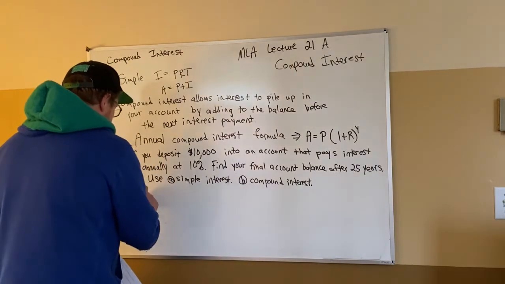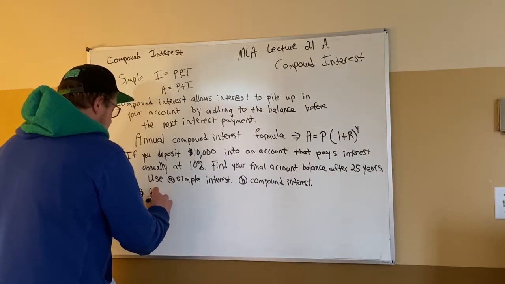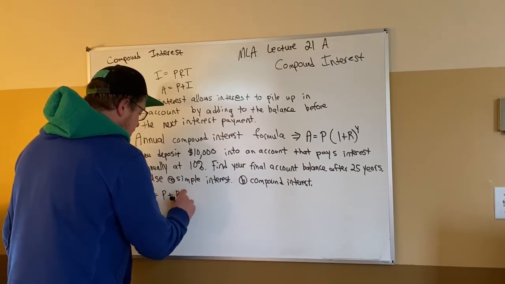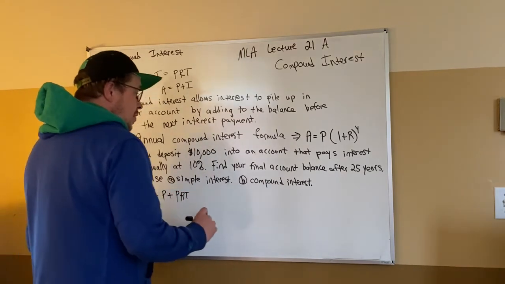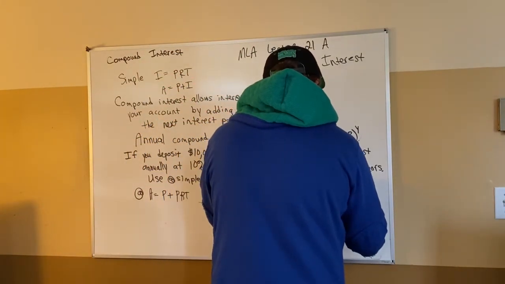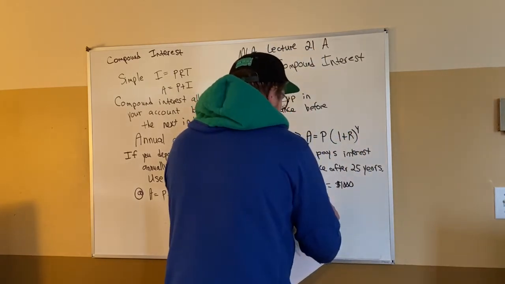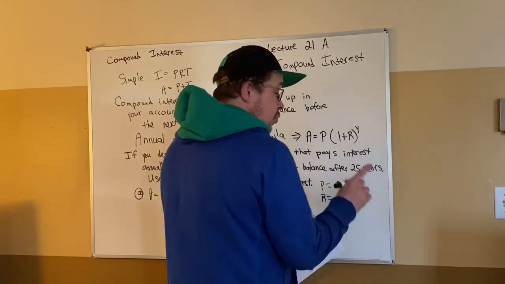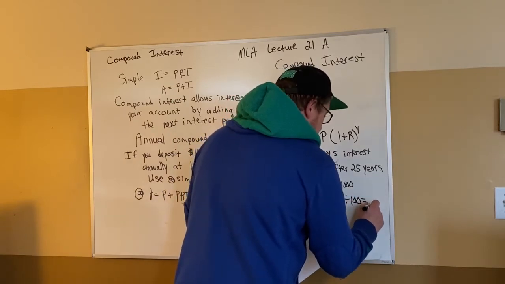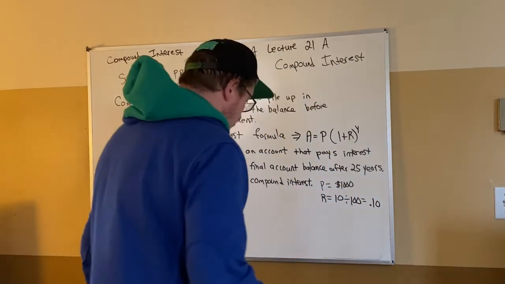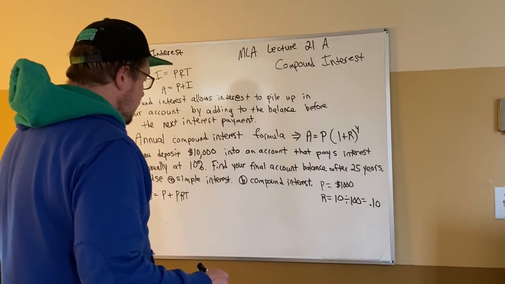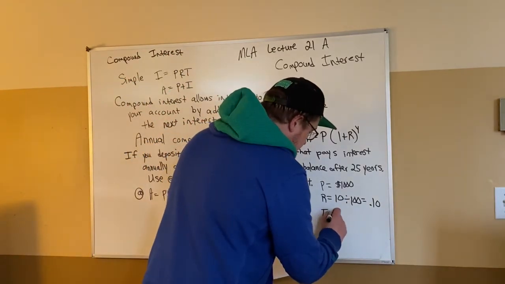So A, the account balance is equal to your principal plus your interest. Now, what we found from them is that your principal is $10,000. Your rate for interest is once a year, and it's 10 divided by 100, which equals 0.10 or 10%. The amount of time that it's going to be in there is 25 periods, which are 25 years.